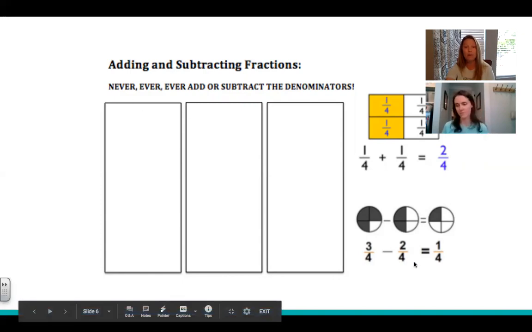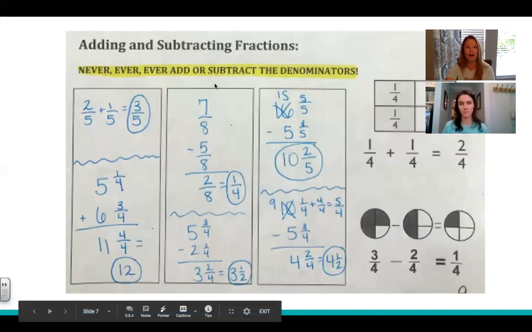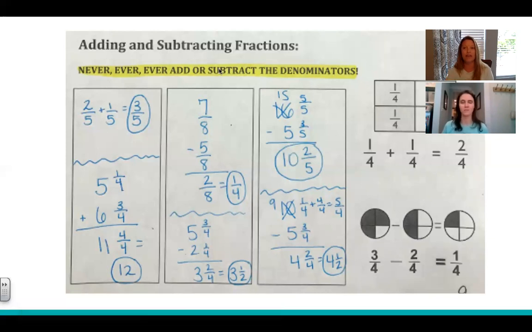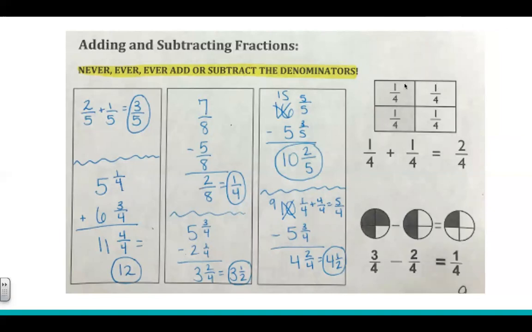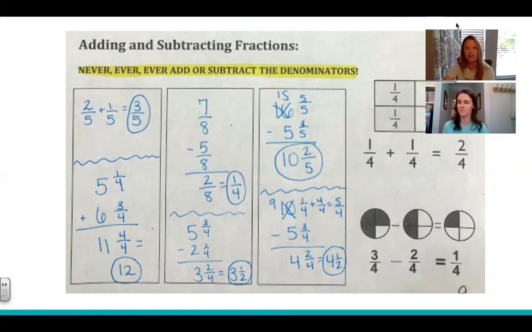All right, most important thing, never, ever add or subtract the denominators. The denominators stay the same. I'm going to hide this for a second. You can see in this example, I have 1/4 plus another 1/4. They stay fourths, so my denominator stays the same. I now just have 2/4. Down here, I'm subtracting. I have 3/4 minus 2/4, which leaves me with 1/4. So that's kind of why the denominator stays the same, but never, ever add or subtract the denominator.